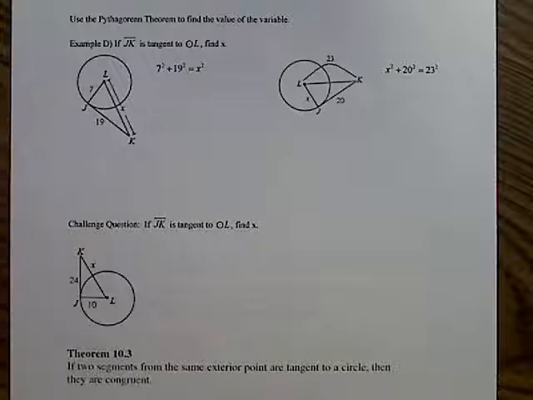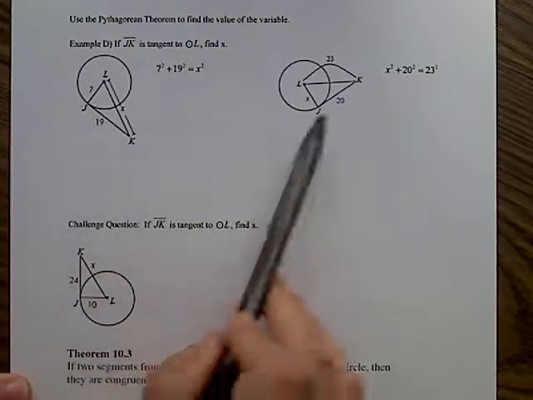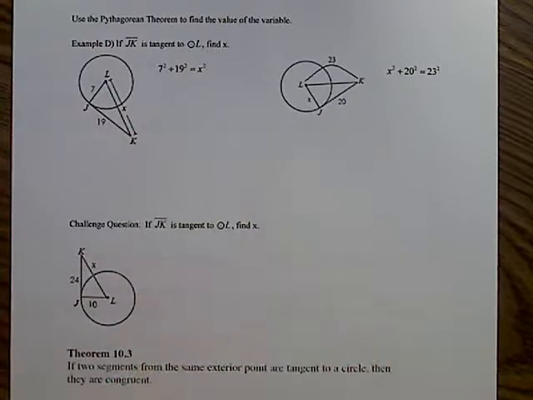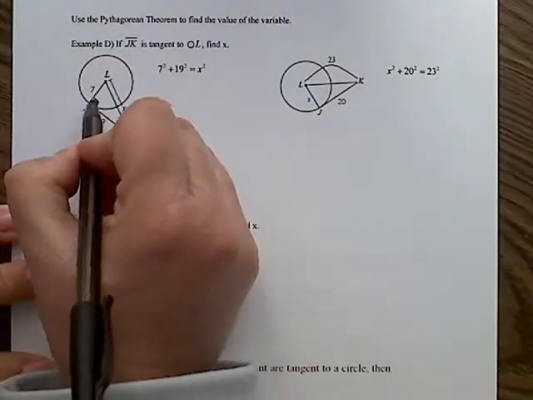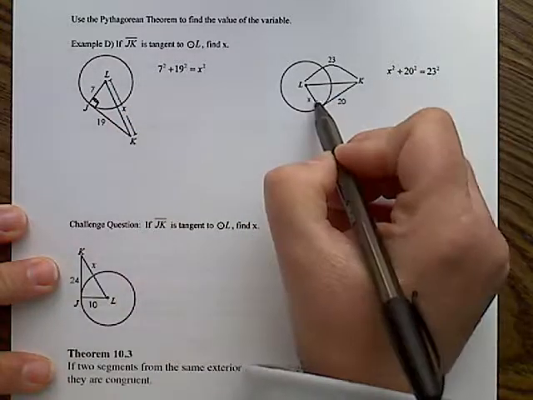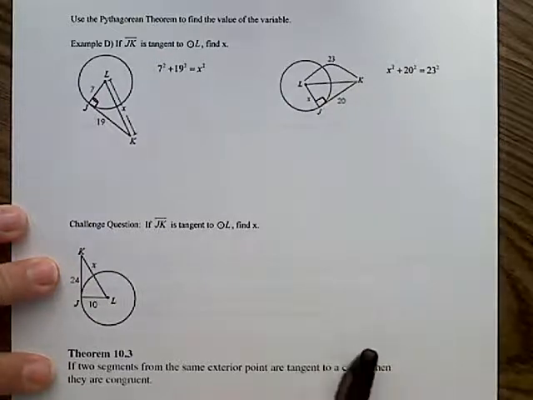In these next two examples, we are going to use the Pythagorean theorem to find the value of a variable. So this means that our segments that were given outside of the circle are in fact tangent. Because they're tangent to the circle already, we can use the Pythagorean theorem, which means that this angle right here is a right angle. And it also means that this angle over here is a right angle.